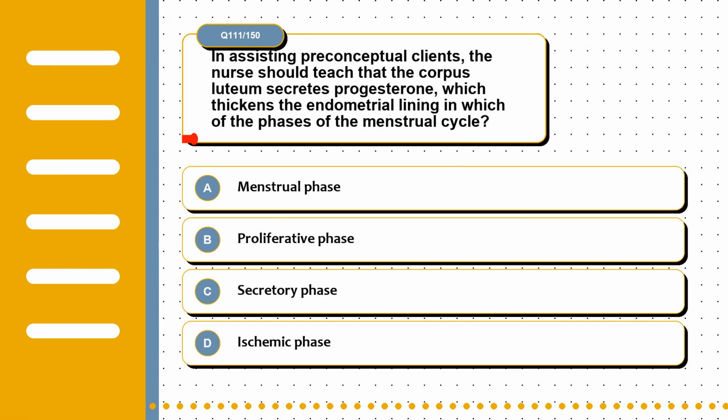Question 111. In assisting preconceptual clients, the nurse should teach that the corpus luteum secretes progesterone, which thickens the endometrial lining in which of the phases of the menstrual cycle. Here are the options. Option A. Menstrual phase. Option B. Proliferative phase. Option C. Secretory phase. Option D. Ischemic phase.